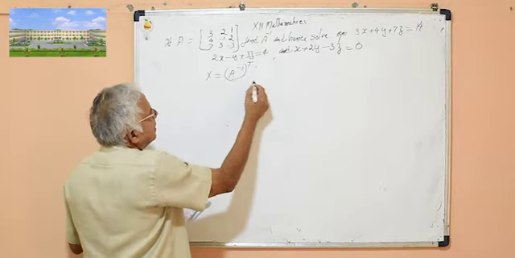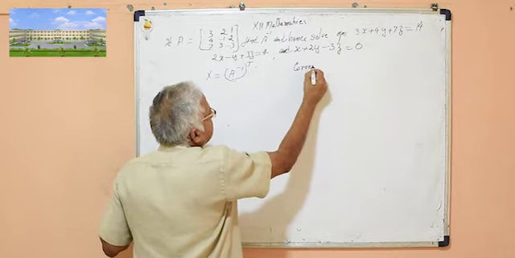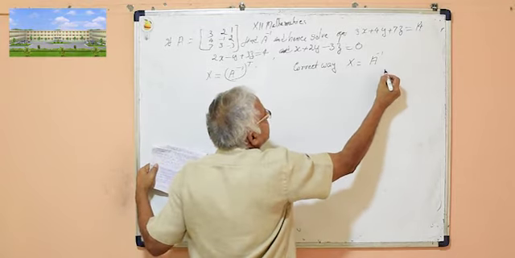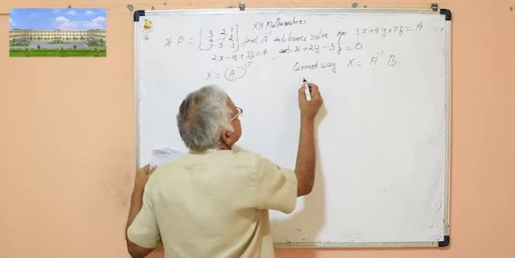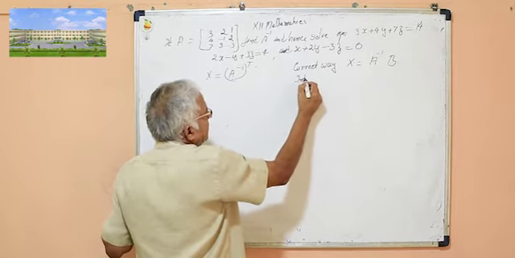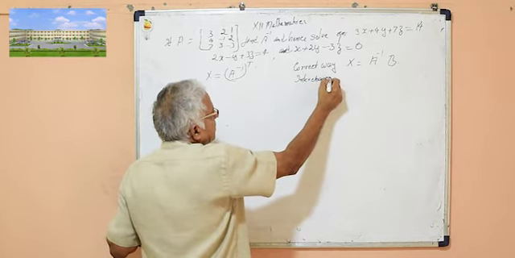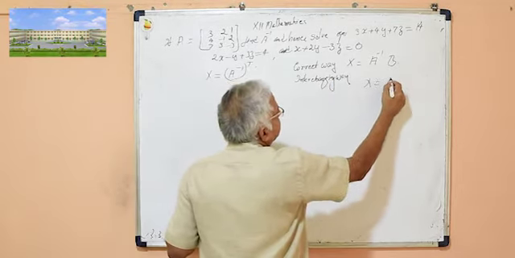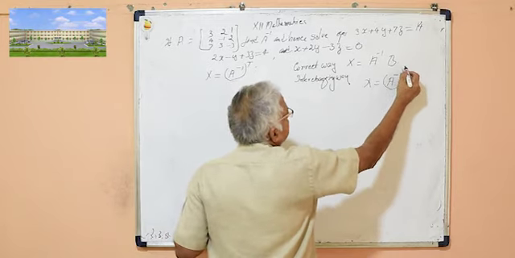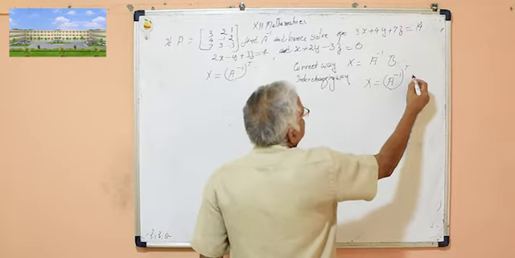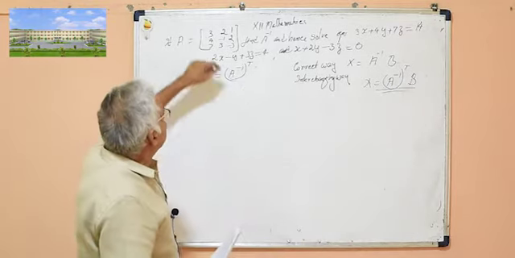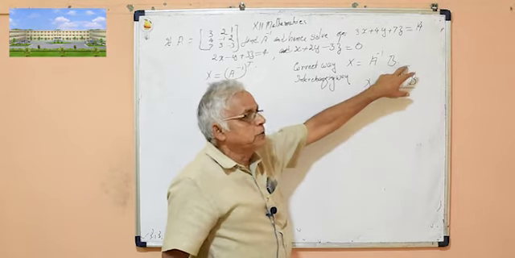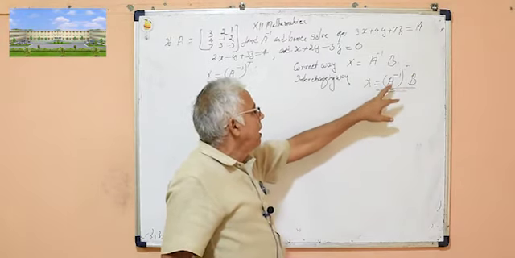Where the coefficients are given row-wise, the correct way is X = A inverse into B. But in this interchanged way, not directly, X = A inverse transpose into B. Here in this problem the coefficients are given column-wise, so we use the formula X = A inverse transpose into B.